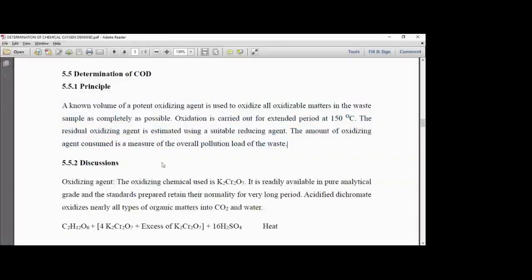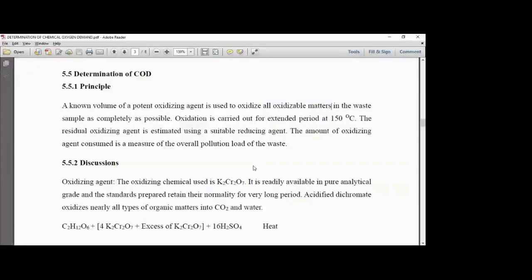Now they are saying that a known volume of potent oxidizing agent is used to oxidize all the oxidizable matter. So what is the potent oxidizing agent here? It is K2Cr2O7 with 0.25 normality. So we are going to use 0.25 normal K2Cr2O7, which is going to oxidize all the matter. What is the known volume here? The known volume that we are going to add is 10 ml, right? So 10 ml of K2Cr2O7 will be added into the waste, and it will be used for the oxidation of all the oxidizable matter present in that particular sample.